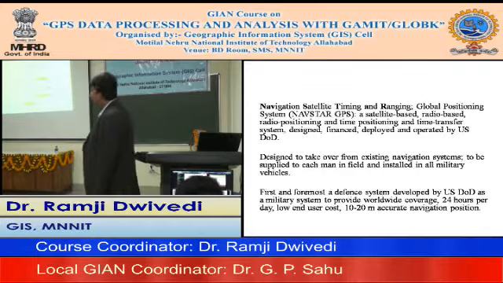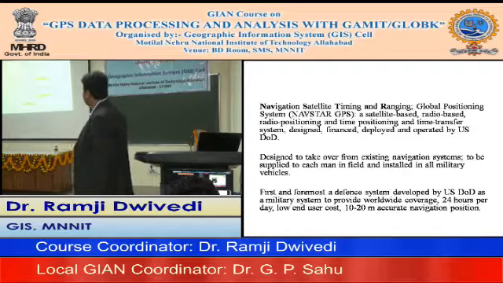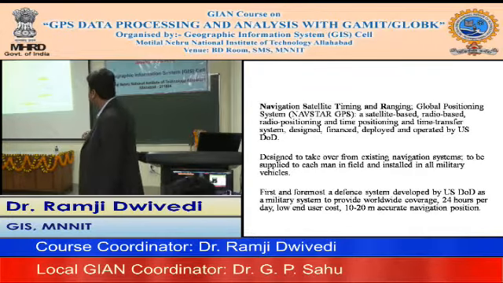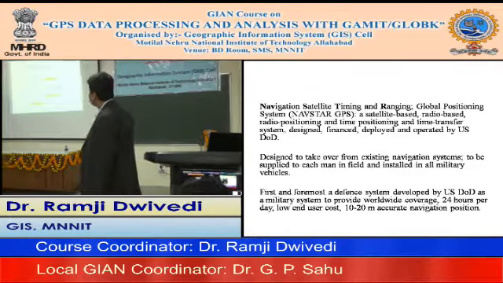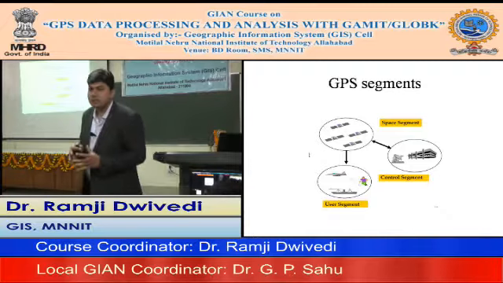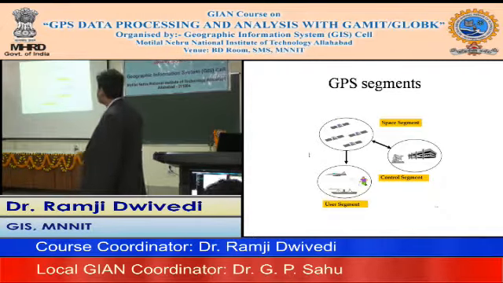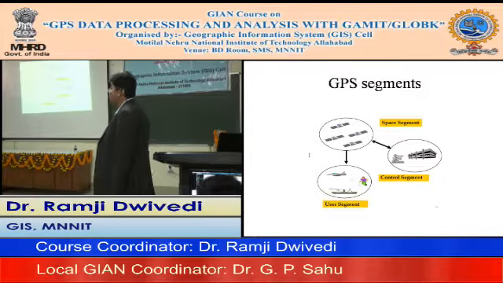And there are three popular segments. I will not cover much on the individual capacity of the segments, but you will be happy to see that the three major segments of GPS are: first, the space segment, where all the information about the satellites is available, orbits, location, position of the satellite in different orbits. Second is the control segment, and third is the user segment.